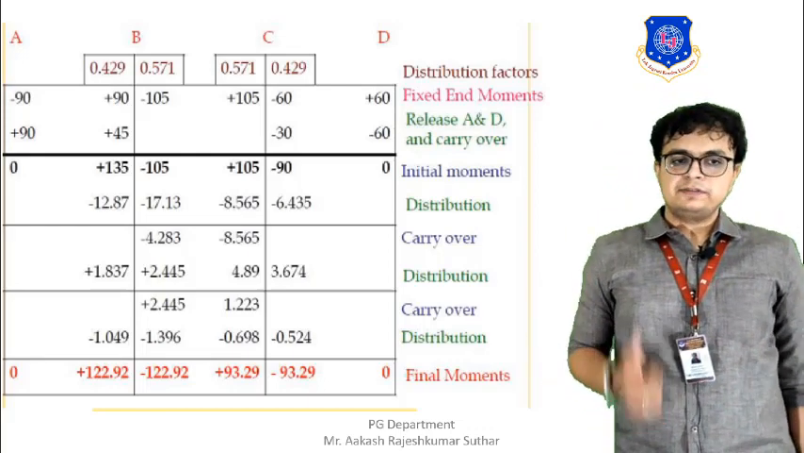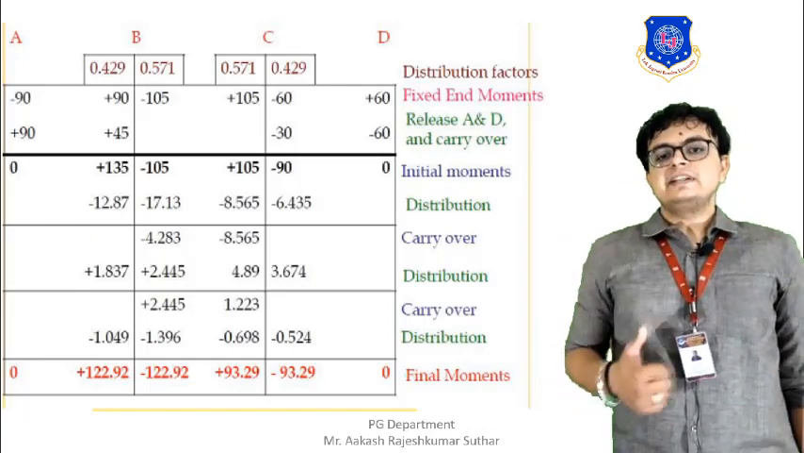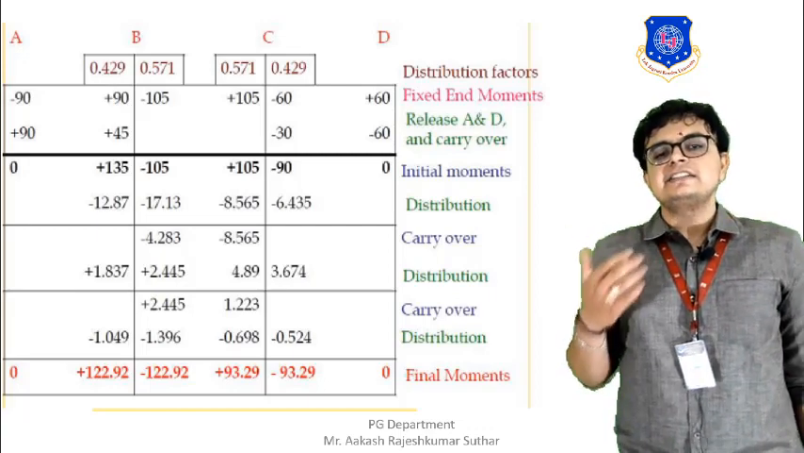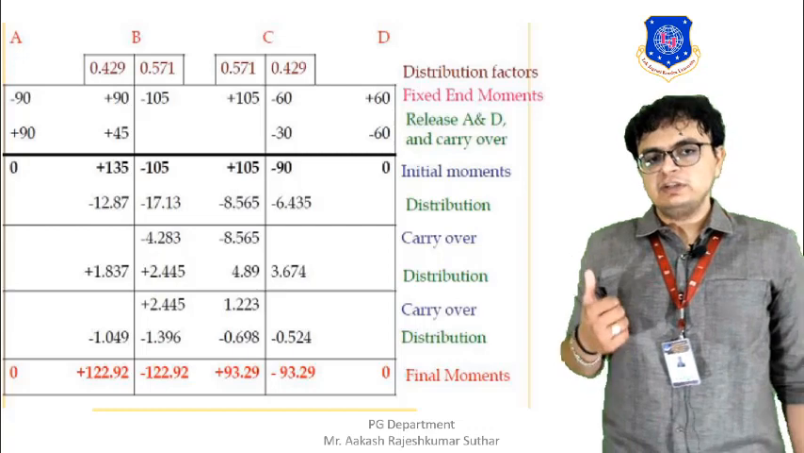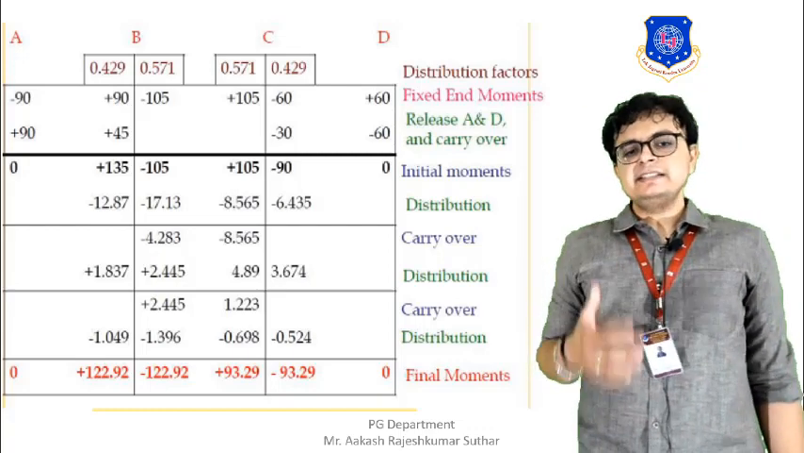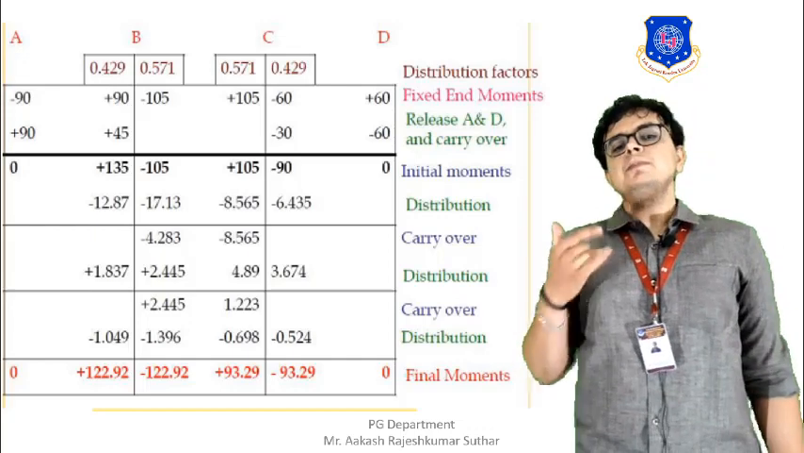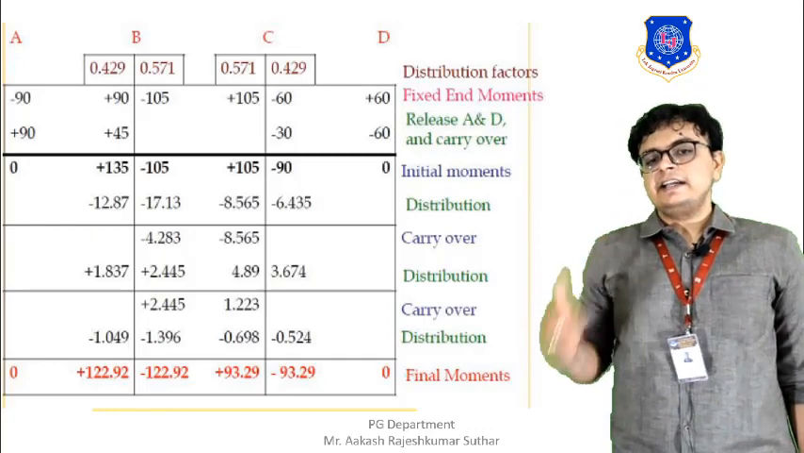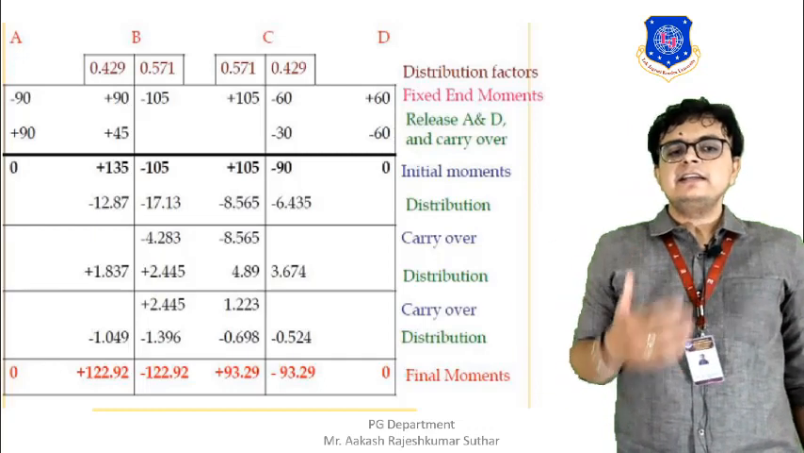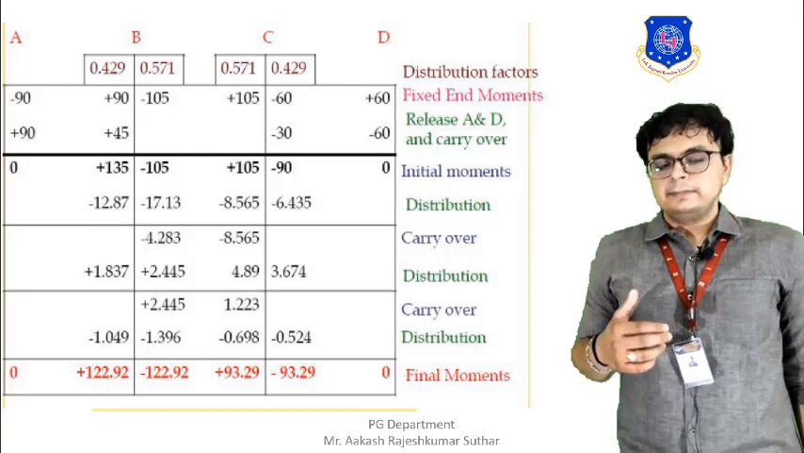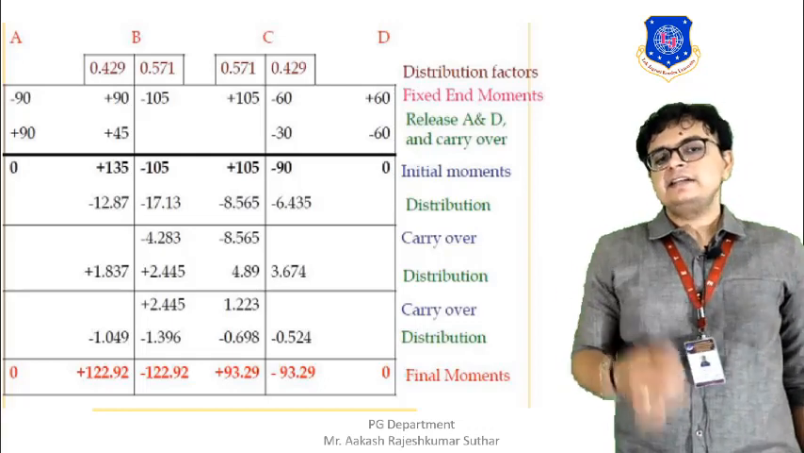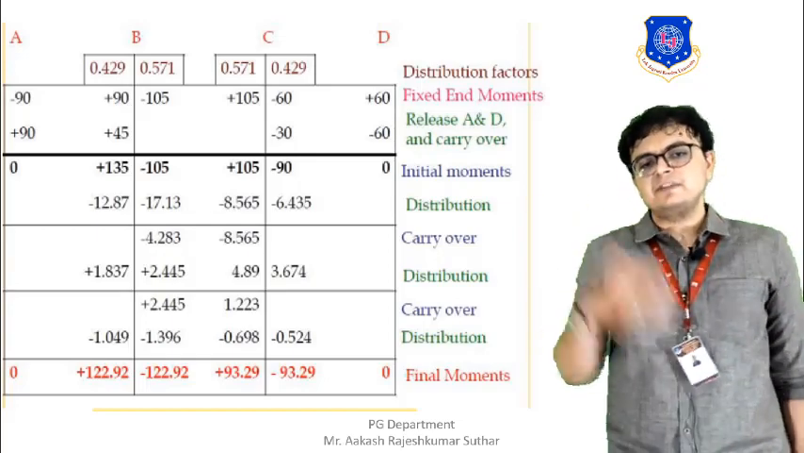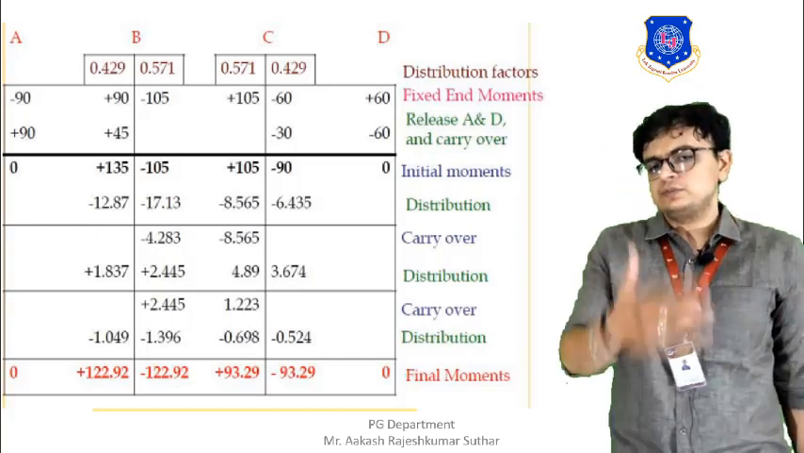After that, we have to release A and D and carry over. We have to just carry it over. After releasing A and D and carrying over, finally we will get the moments as plus 90 at A, plus 45 at B, minus 30 at C, that is half of 60, and 60 which is fully transferred.